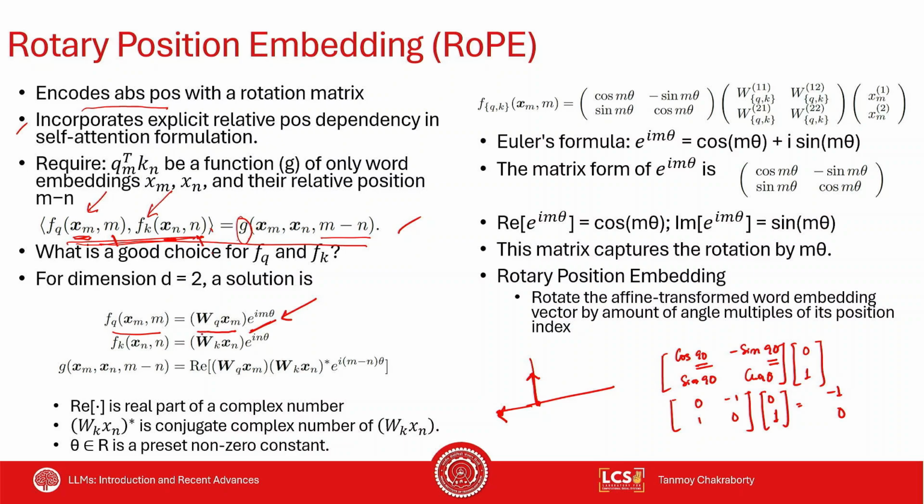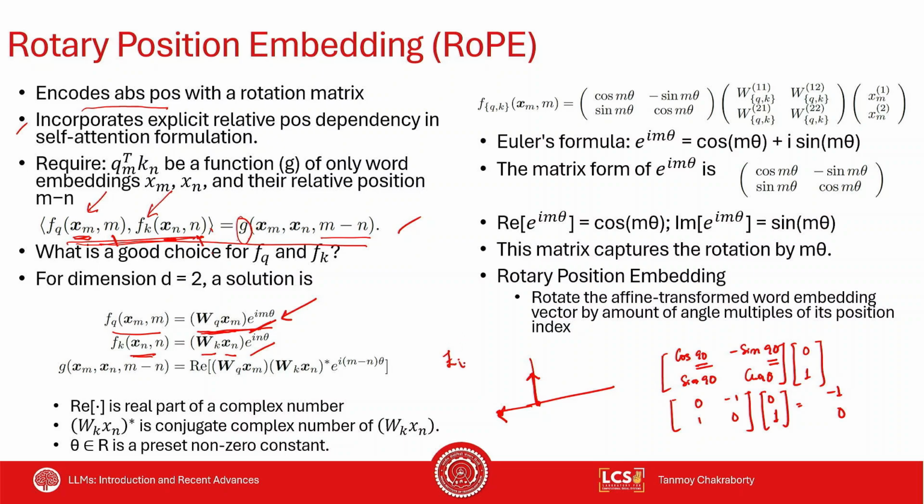Why is this a natural choice? I'll tell you why. Similarly, for the key, I have Wk and xn, and e to the power i n theta, with the same rotation value theta. Now, when we take the dot product between two complex numbers in polar coordinates, what will happen?